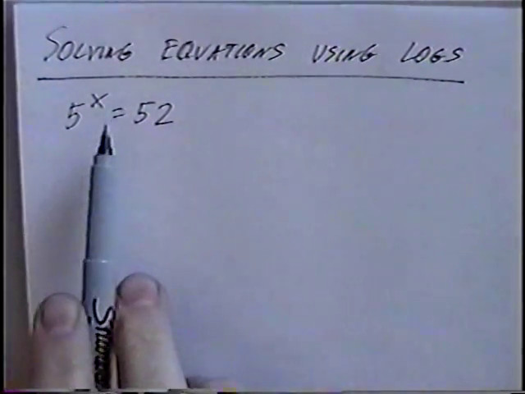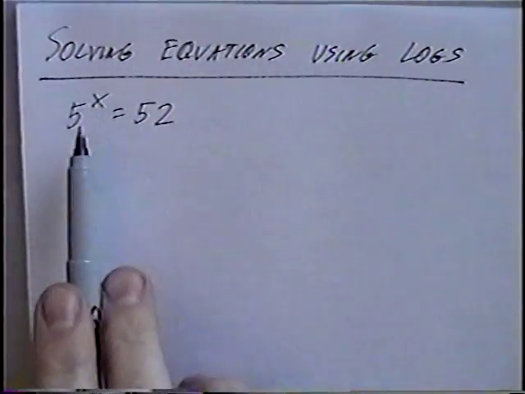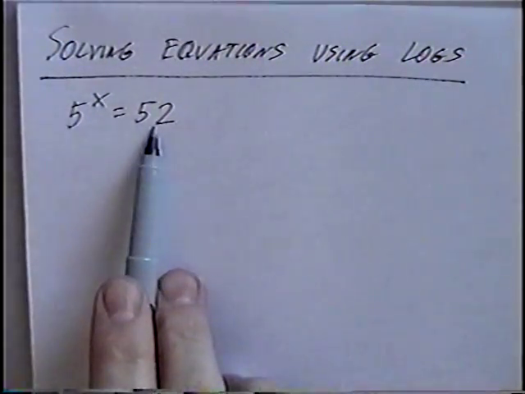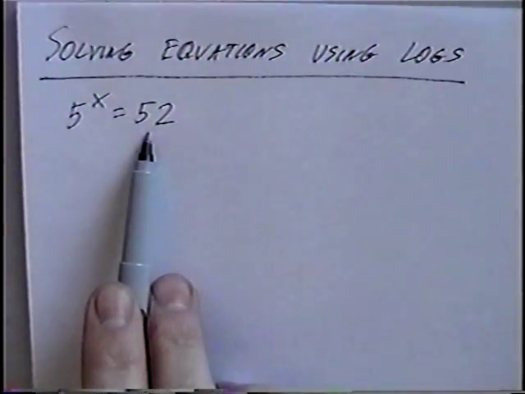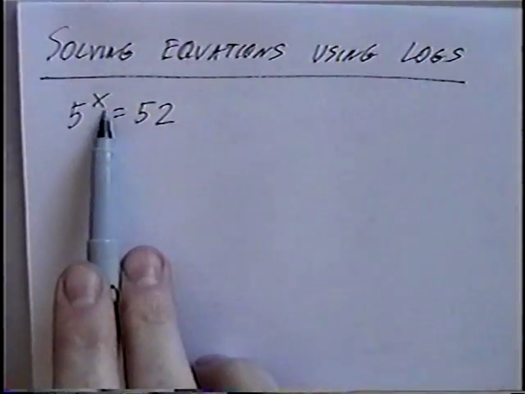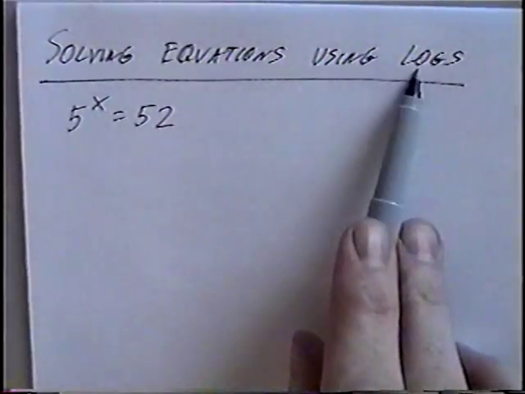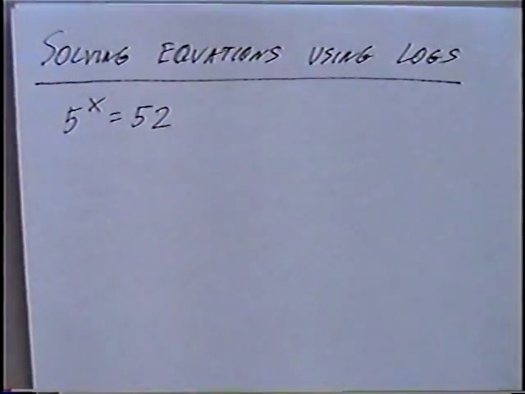At first, you can try and solve this by plugging numbers in for x. 5 squared would be 25. 5 to the third power would be 125. So there is no whole number that makes the solution correct. So to actually solve it, we'll solve using logs.